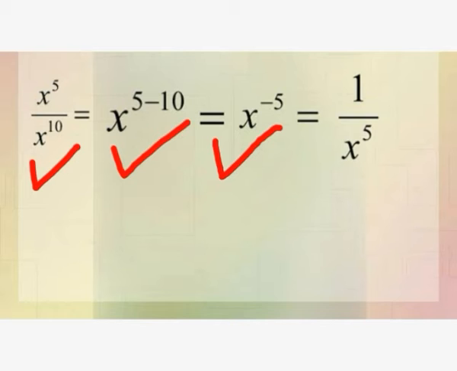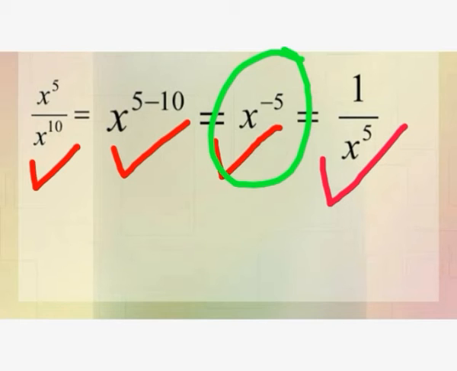Now here pay attention, the power is negative. So what are we going to do? Yes, we are going to convert it into a positive exponent. This negative exponent can be written as the reciprocal of its positive exponent. So that's how we have got 1 upon x to the power 5 as the answer.